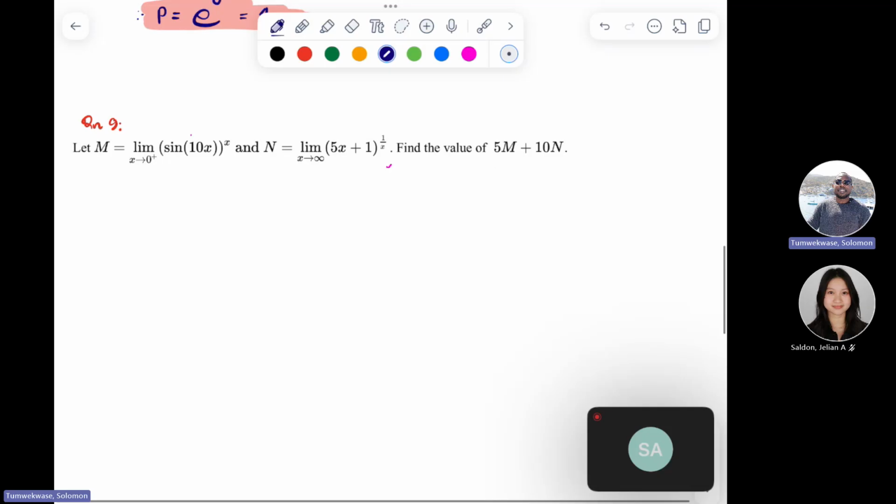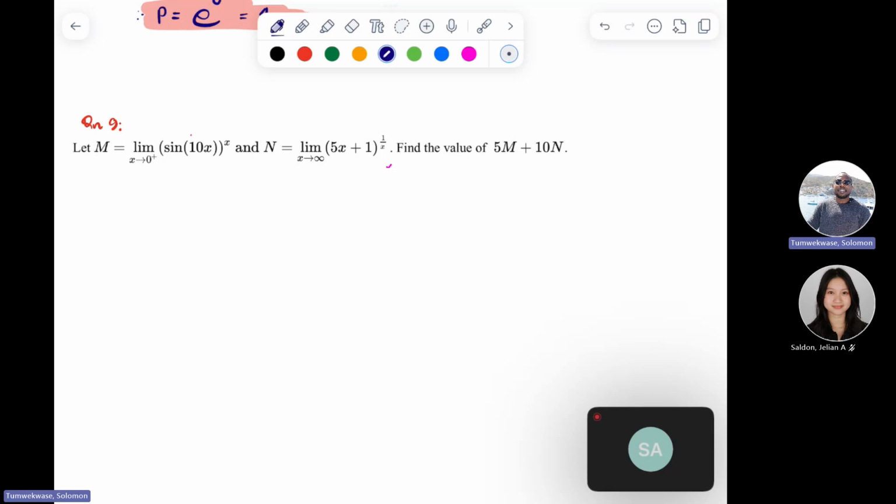Let me go over question 9. Okay. So question 9, we have M as that limit, N is that limit, and once again we want to find 5M plus 10N. Okay, so let's first deal with M.